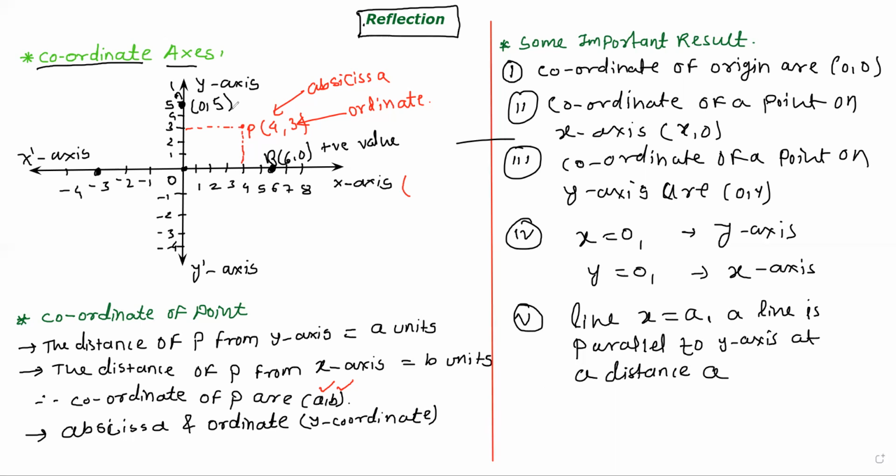In that case we can simply show that this line is parallel to the y-axis. Similarly, if you consider this point, then this line is parallel to the x-axis. These are the basic terms regarding coordinate axes and coordinates of a point. Next, we will see reflection.